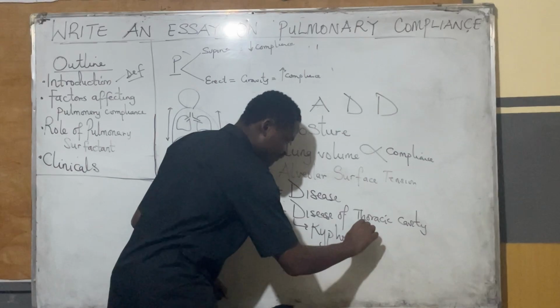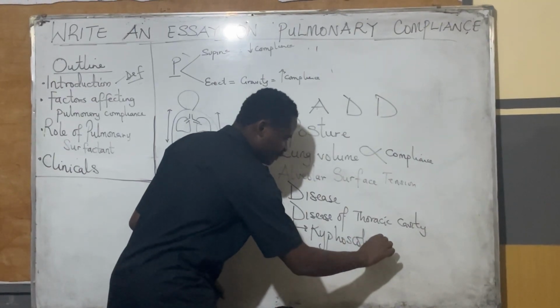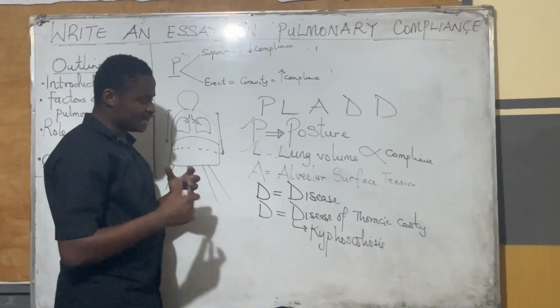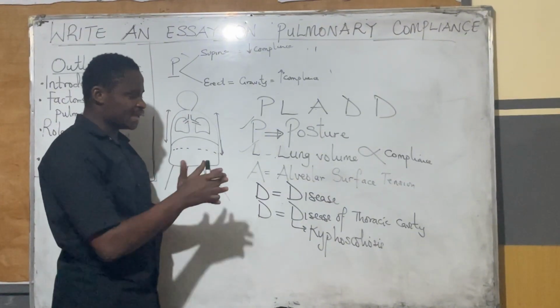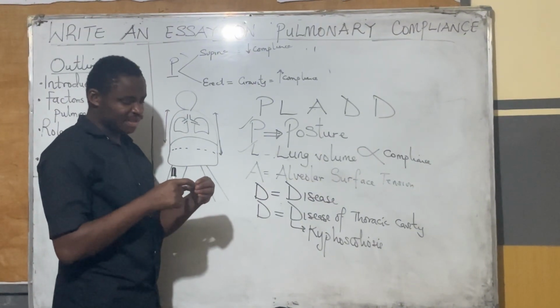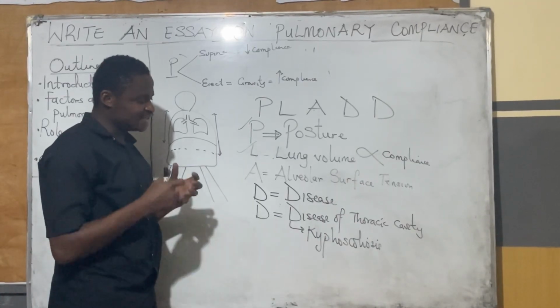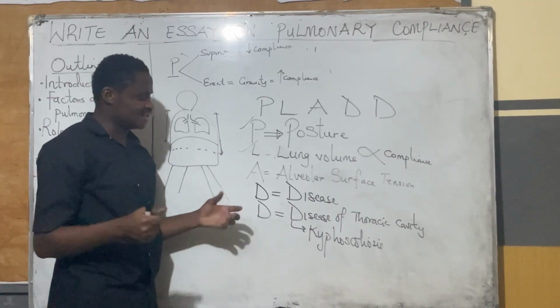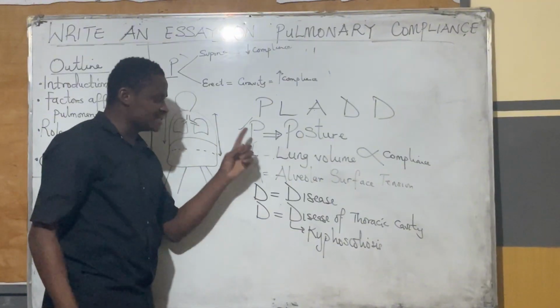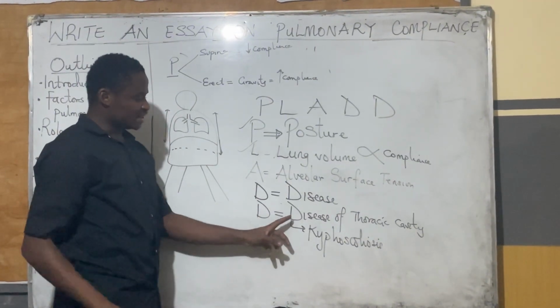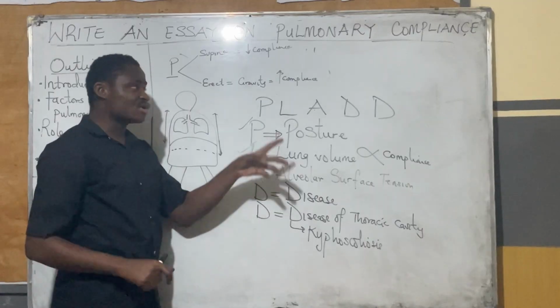Kyphoscoliosis. With kyphoscoliosis, the thoracic cavity has a problem opening up and closing easily. That means the ability to have the pump handle and bucket handle movements is distorted. The integrity of that is distorted, making it difficult to stretch easily. So, diseases of the thoracic cavity will reduce compliance.